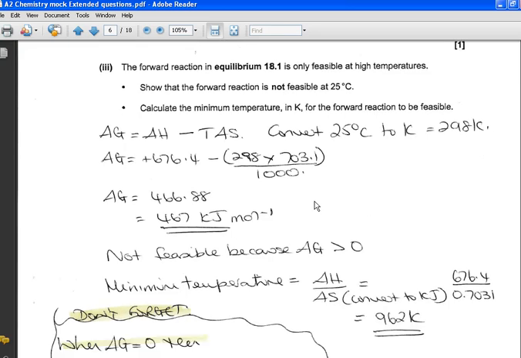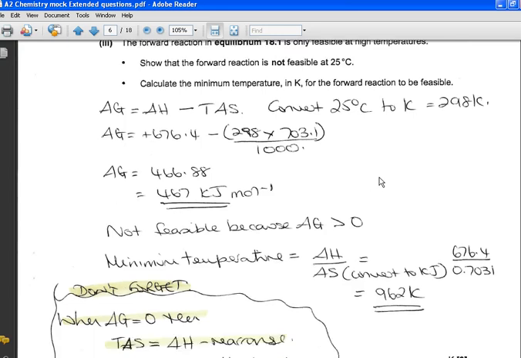Okay. Show that the forward reaction is not feasible at 25 degrees C and calculate the minimum temperature for the forward reaction to be feasible. So we can use our equation, but obviously we need to convert our 25 degrees C to K and put that into the equation. Now we can then state, once you've done this calculation and you've got it right, it's not going to be feasible because delta G is greater than 0.